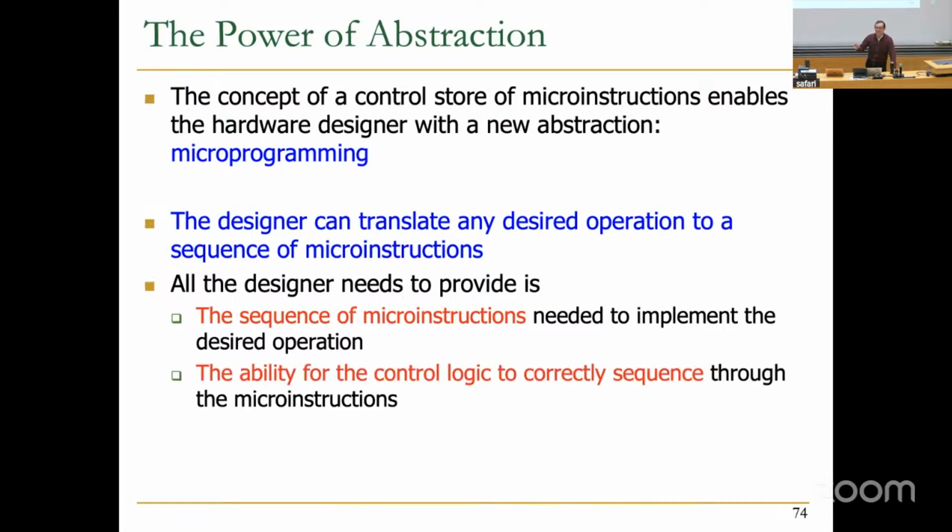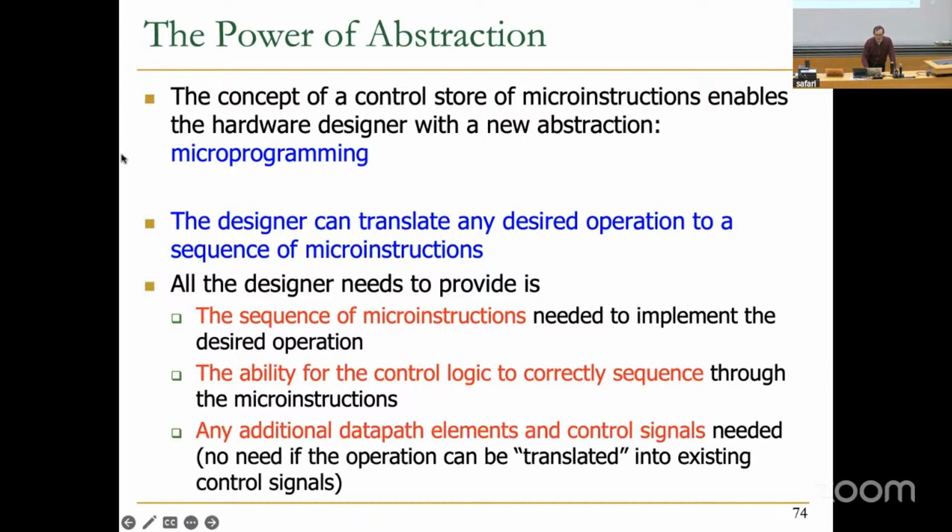the ability for the control logic to correctly sequence between micro instructions, that's micro sequencing, and also any additional data path elements and control signals needed. If you already have the data path and control signals, you don't need anything. So if your data path and control signals are powerful enough, you can implement new instructions, new micro instructions internally. You don't need to tell anyone.